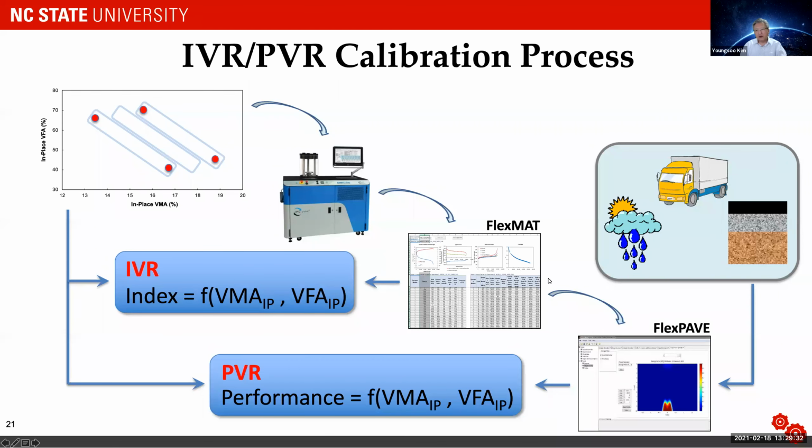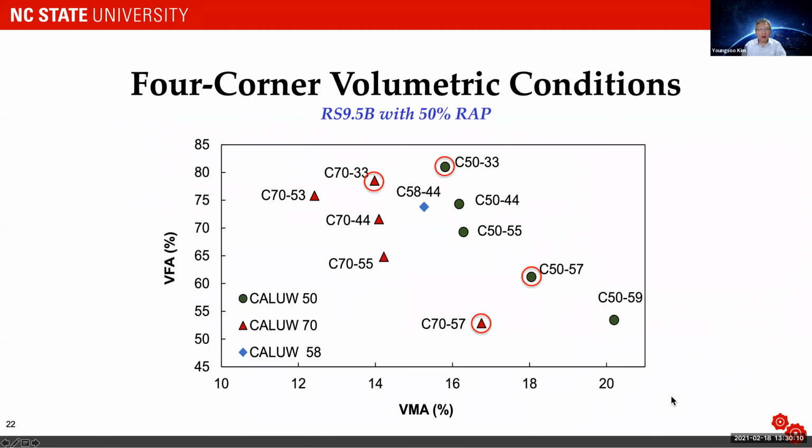Okay. However, if you know the pavement design, then you know the climate, you know the traffic, you know the thicknesses, you can enter this pavement design information into FlexPave with the material properties coming from the four corners, and then you can develop PVR by using volumetrics from here and also pavement performance coming from FlexPave. Okay? So that's PVR. So if you're interested in IVR, you can stop at FlexMat. If you're interested in PVR, pavement performance volumetric relationship, then you go all the way to FlexPave. Okay? So let me give you a few examples. I'm going to go quickly here.